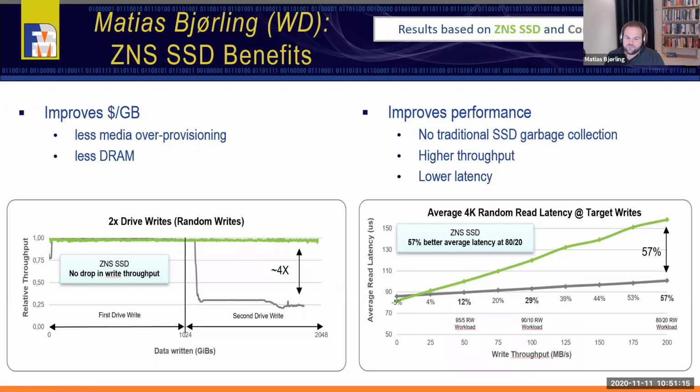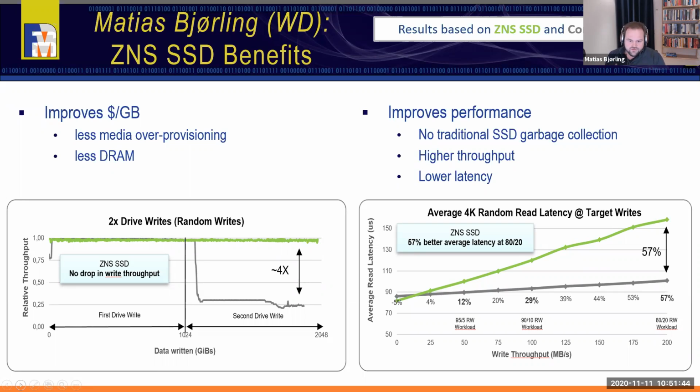Is that you improve the dollars per gigabyte. This is due to less media provisioning within the SSD. There can be less DRAM, for example. The two other parts are regarding performance. Since there's no traditional SSD garbage collection occurring within the SSD, you also get significantly higher throughput compared to a conventional SSD, but you also get significantly better latency. So you get both higher throughput and lower latency.